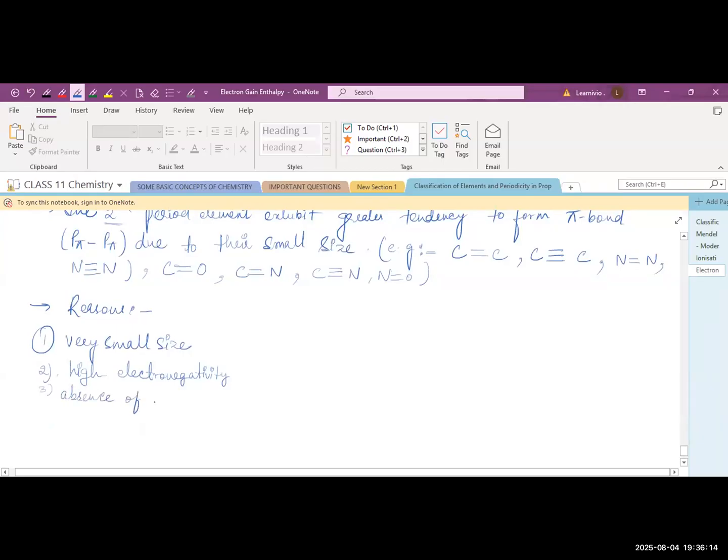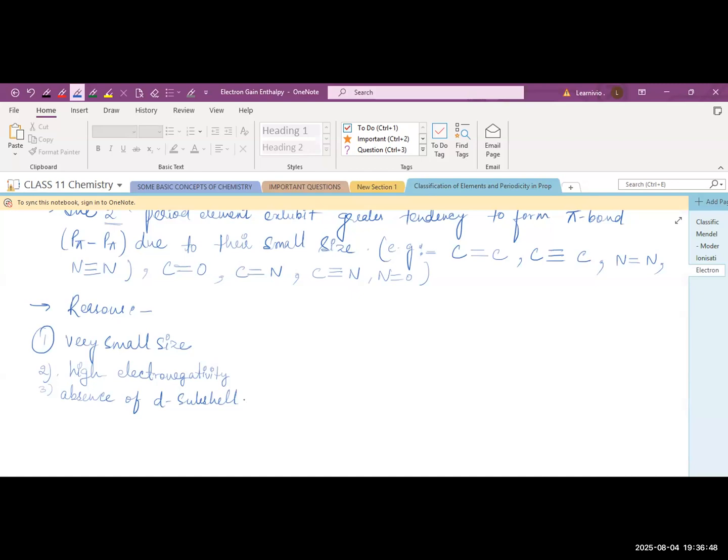Absence of d subshell, right? Because they don't have a d subshell. They have only four orbitals, and in only four orbitals, how many electrons can be accommodated? Only eight electrons maximum can be accommodated in the four orbitals, right? So they do not have more subshells, like the d subshell. For example, you can write there is absence of d subshell.